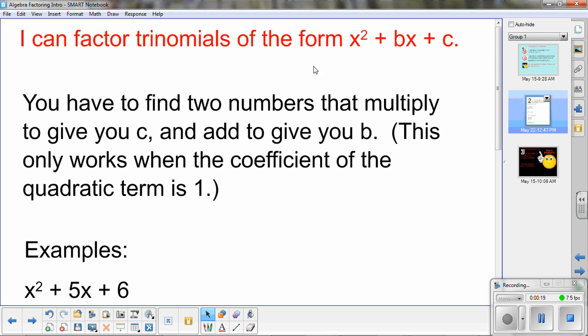To factor trinomials of the form x squared plus bx plus c, you want to find two numbers that multiply together to give you c, but add together to give you b. This is only going to work when the coefficient of the quadratic term is 1. So when they're in the form of x squared plus bx plus c, with no coefficient in front of the x squared other than 1.